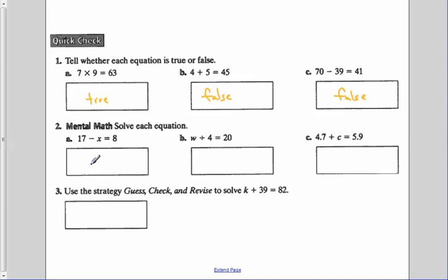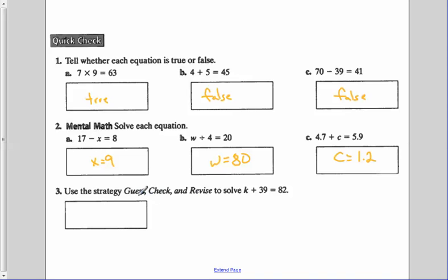Mental math to solve each equation. So 17 minus x is 8. Well, I know that if I subtracted 8 from 17, I'm going to get 9. So x equals 9. And w divided by 4 equals 20. And so if I use the opposite of division, multiply 4 and 20, well, w is going to equal 80. And 4.7 plus c equals 5.9. Well, c is going to equal 1.2.